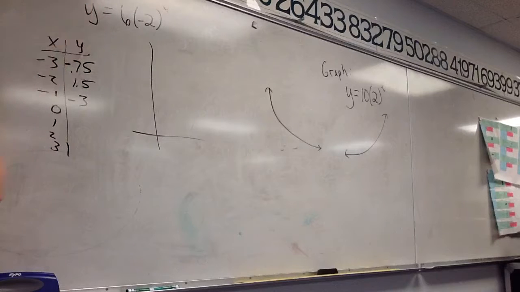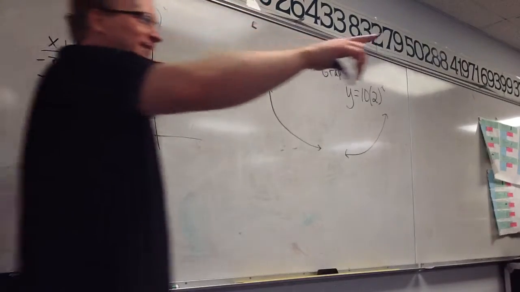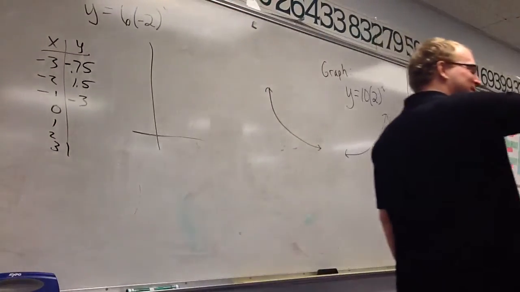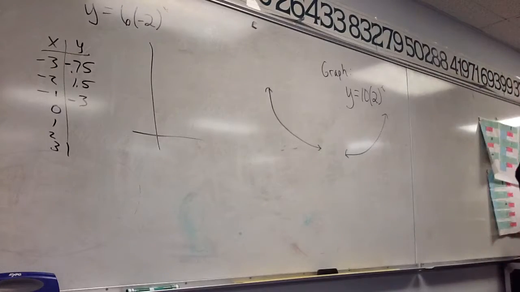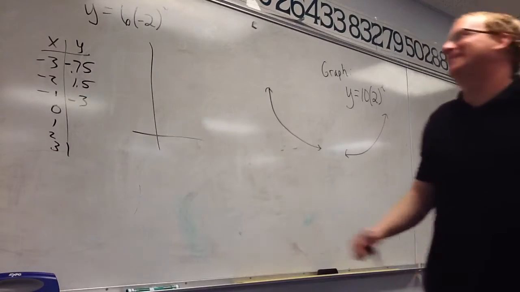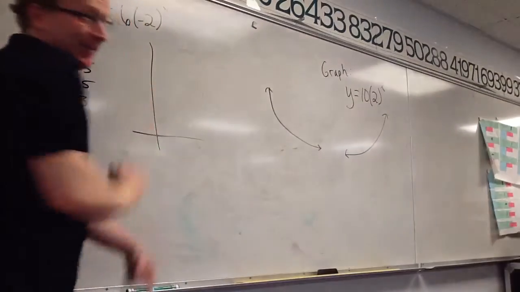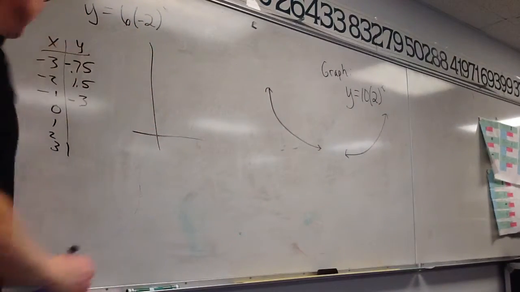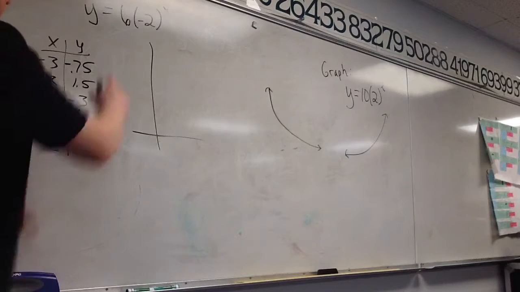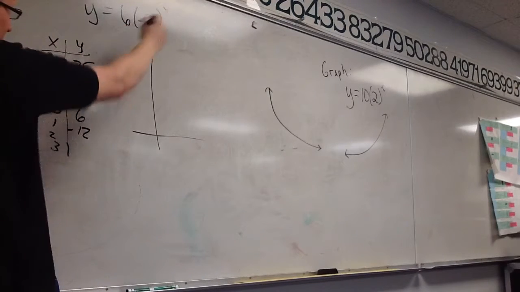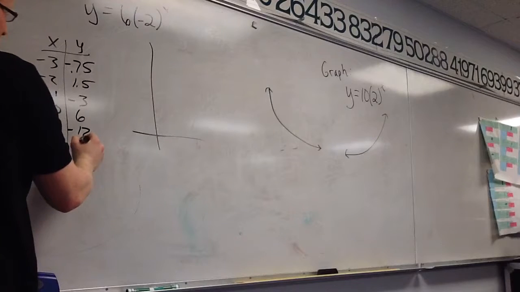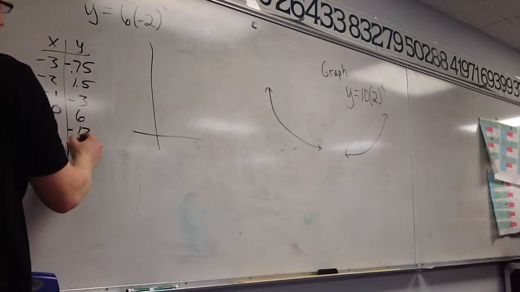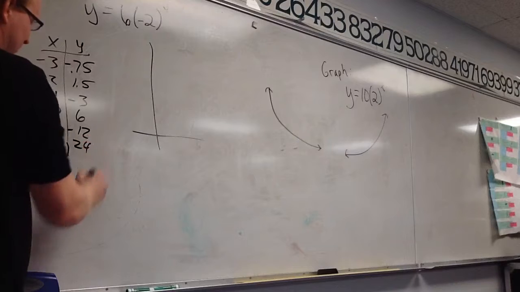Plug in 0. What do you get? 1. It's 1, because you go 2 to the 0 power. Times 6, it's 6. Plug in 1, you get -12. Plug in 2, square it, it's 4, so you get 24.